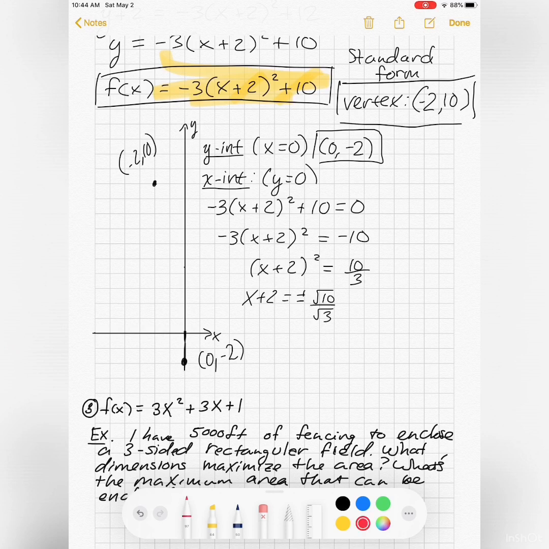Now we don't like to leave square roots in the denominator, so we'll rationalize the denominator. We'll multiply it by root 3 over root 3. That's just to make this look a little nicer. Of root 30 over 3. And then I can subtract the 2.